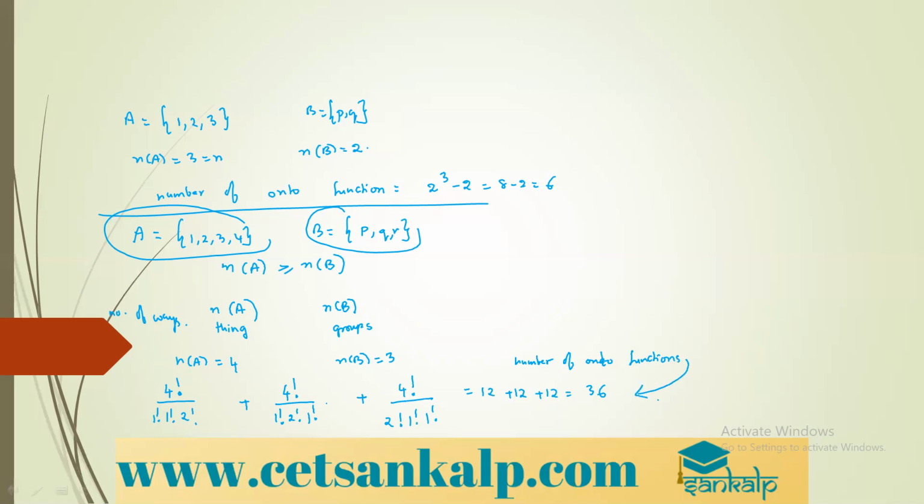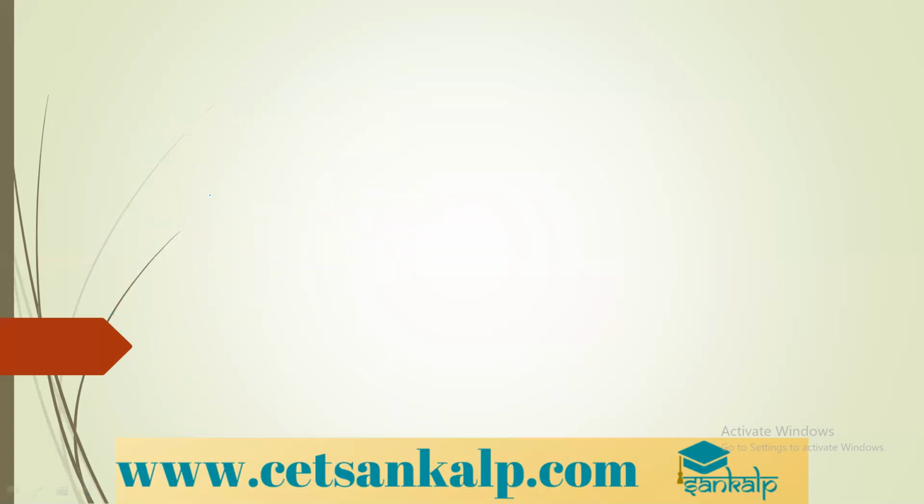This formula is slightly difficult. I will explain what the way is. Why did I take 4 factorial by 1 factorial, 1 factorial into 2 factorial? What did I say? In total I have the number of elements in the set A, and the number of elements in the set B tells me the groups I am dividing into. Is that clear? So let us discuss it on the next page clearly.